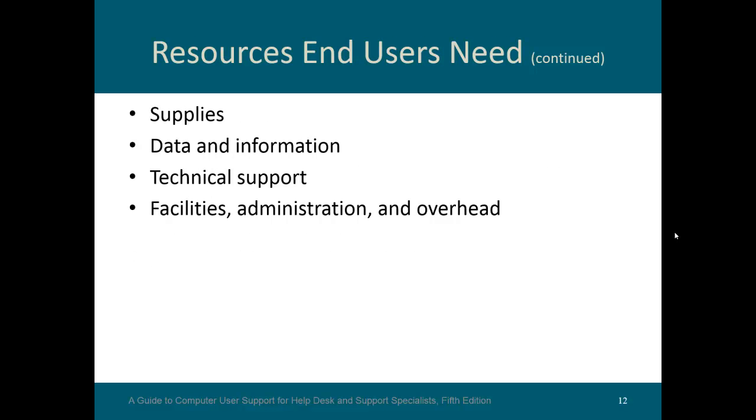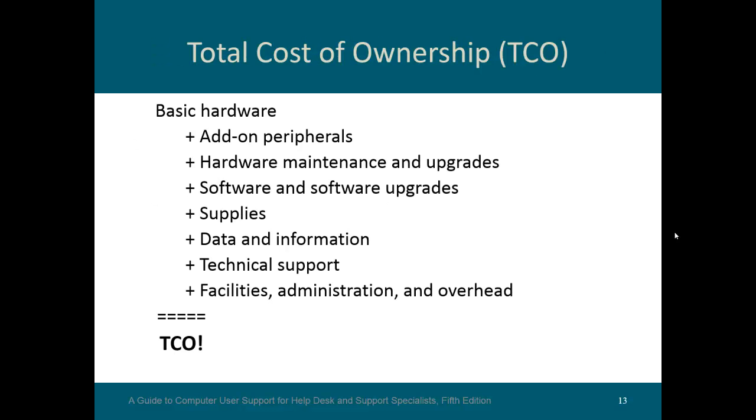All right, things end users need. They need supplies. So if I got a printer, then I need ink. If I got a copy scanner fax, I need paper. I need toner. They have data and information that they use. They need support. They need facilities. They need administration. There's all kinds of overhead involved with that. All right, so sales guys love to use this term, total cost of ownership, TCO.